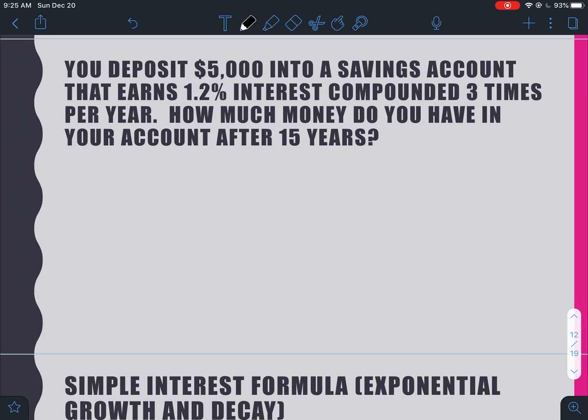All right, let's see us gaining some money now. So you deposit $5,000 into a savings account that earns 1.2% interest compounded 3 times per year. How much money do you have in your account after 15 years? Okay, so A equals P, and then 1 plus R over N to the NT. So we're starting out with $5,000, so that's our P.